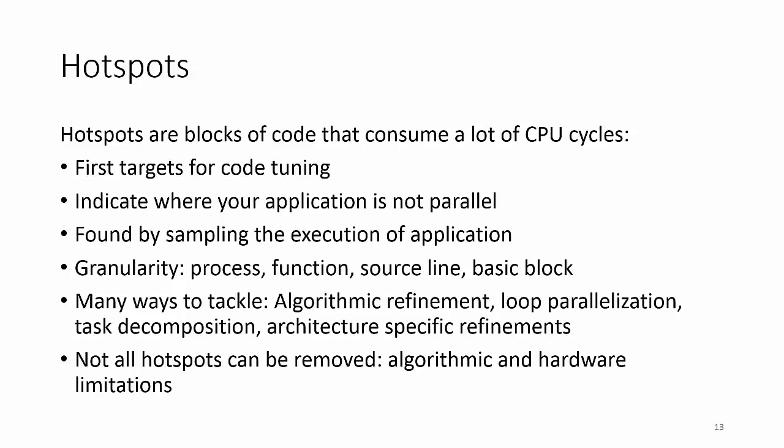In particular, it indicates typically where your application is not parallel, and you find it by sampling the execution of the application. To do that, you use tools. You can do it on different granularities: on a process level, a function level, a source code line level, or a basic block level. And once you've found a hotspot, there are many ways to tackle it. You can change your algorithm, you can parallelize loops, you can do task decomposition or architecture-specific refinements and so on.